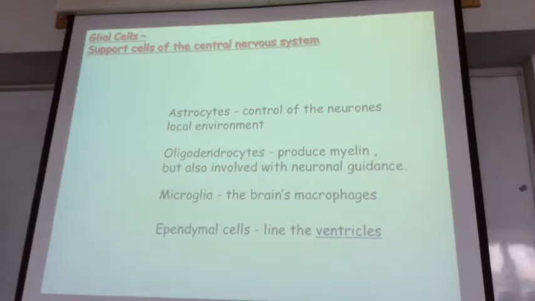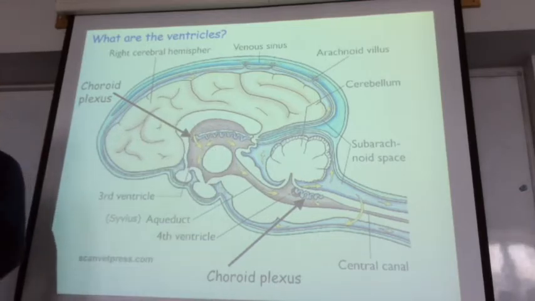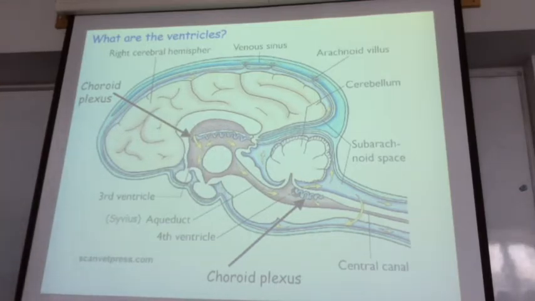So I got to that point and I thought, but I haven't told you what a ventricle is. So the next slide is, what is a ventricle? Well, the ventricles are the spaces within the brain which are filled with cerebrospinal fluid. So basically, within the brain, you don't have normal extracellular fluid. You have so-called cerebrospinal fluid. I think I'm going to give up trying to say that. CSF is what everybody calls it.